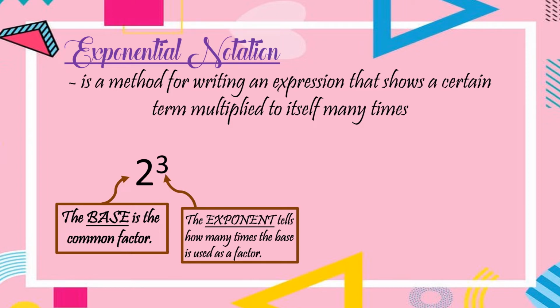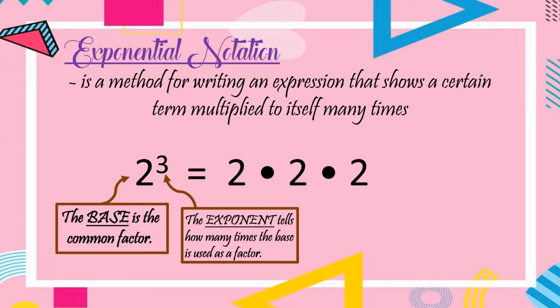So, ano ba ibig sabihin ng 2 to the third power? Pag sinabi nating 2 to the third power or 2 cube, ang ibig sabihin niyan is 2 times 2 times 2. So, we are multiplying 3 number 2. Hindi siya 2 times 3. Dito, ginamit natin yung dot operator to represent multiplication.